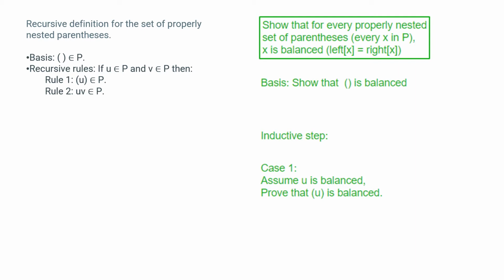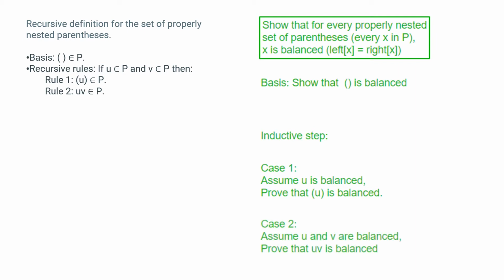Okay, so for case 1, we would need to say, let's assume that U is balanced, and that would be U, again, something that's already part of P, and then we would need to prove that U in parentheses is balanced. And remember, we get that by using Rule 1. So we would need to show that.